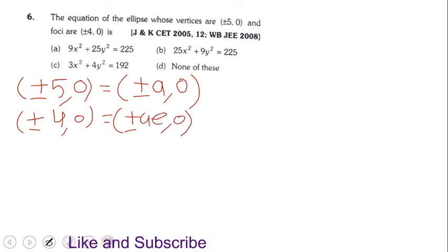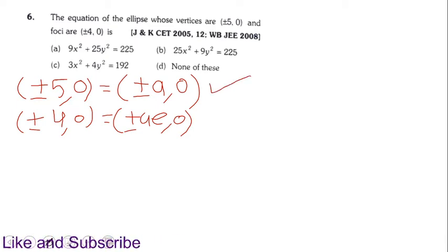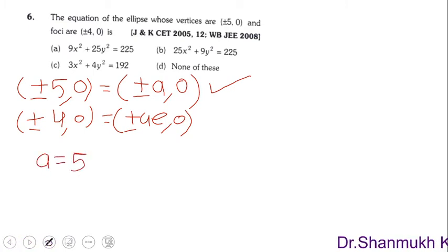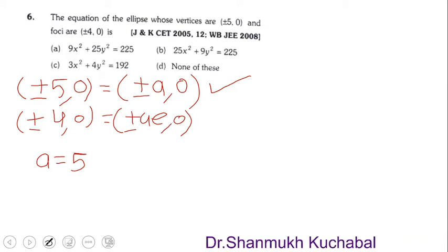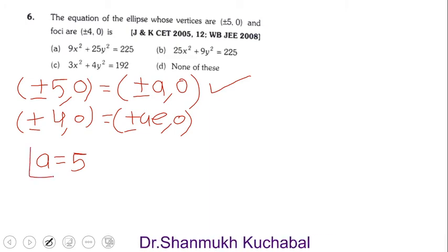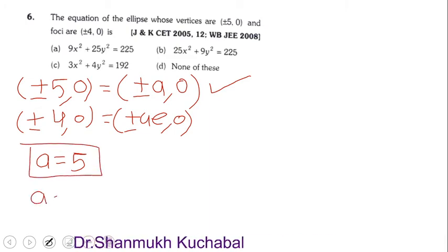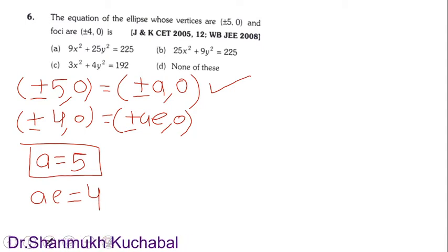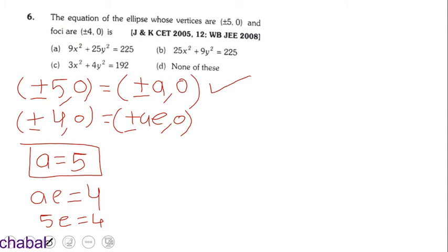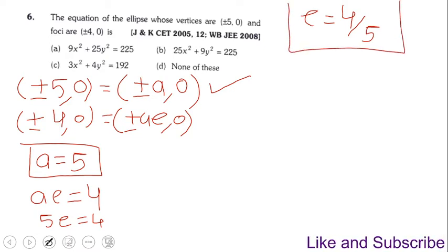Then further, from the first equation, x coordinate is equated with the x coordinate, we get a value as 5. Okay, and further from the second equation, x coordinate is equated with the x coordinate, so we get ae equal to 4. So a value we have to take as 5. Yes, 5e equal to 4. So we get ae value as 4 divided by 5. So like this we have to calculate a and e value.